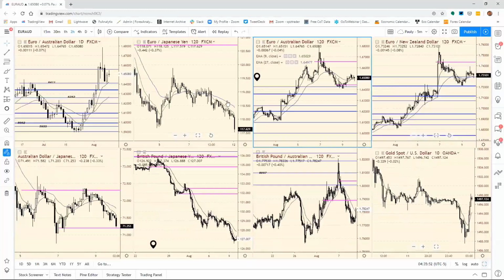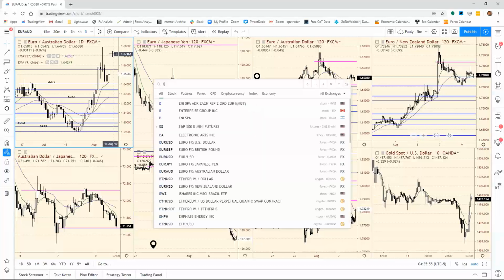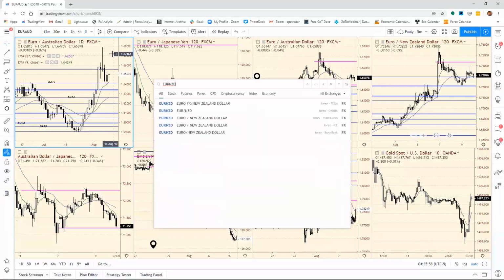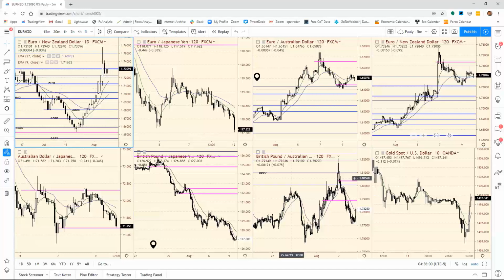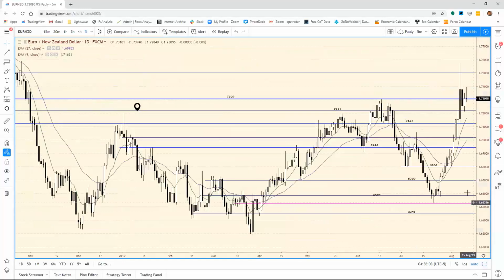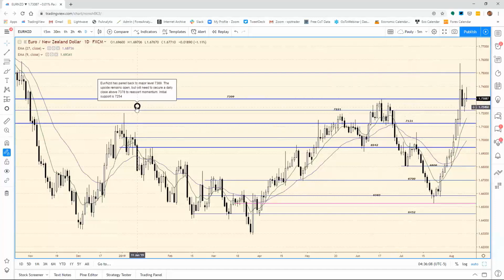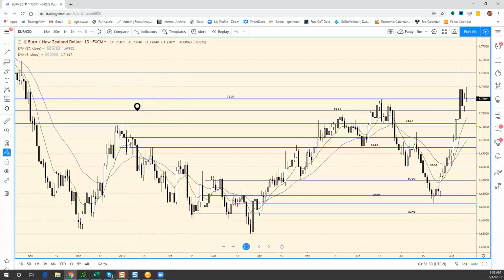And to the Euro Kiwi. The Euro Kiwi is paired back to major level 73.09. You can see that there. The upside remains open, but we'll need to secure a daily close above 73.78. You can see we made a foray up there, but now we're sliding back on this Euro weakness. To reassert momentum, initial support is 72.54. So we're going to go with that 72.54 on the downside.